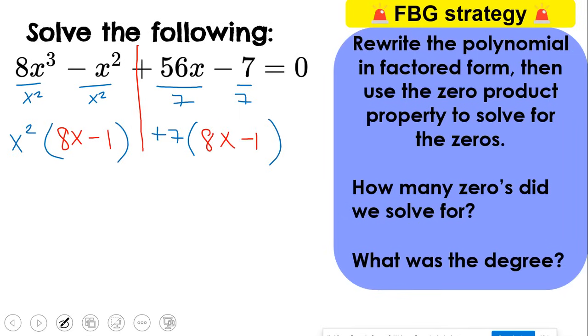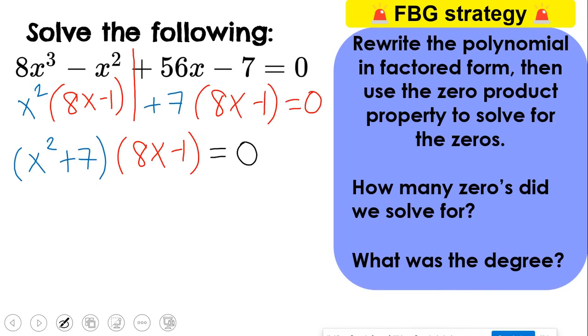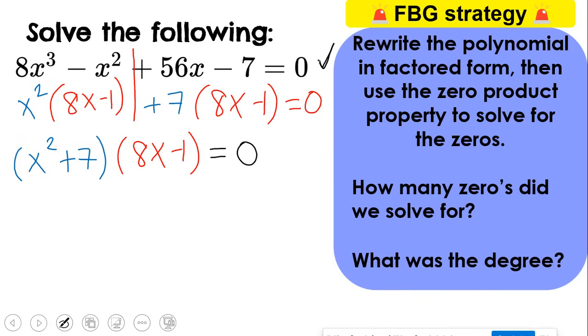And now I know I factored by grouping correctly if the thing in the parentheses matches. And would you look at that? The things in the parentheses absolutely do match. So I'm going to rewrite this as x squared plus 7. Whatever's outside the parentheses goes in their own, and 8x minus 1 as its own factor. So I have x squared plus 7 times 8x minus 1 is equal to 0. I rewrote the original problem in factored form, which is the same thing. It's just instead of writing it in addition and subtraction, I'm writing it in multiplication.